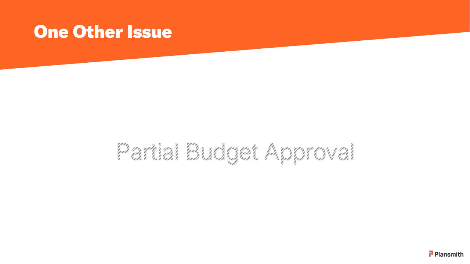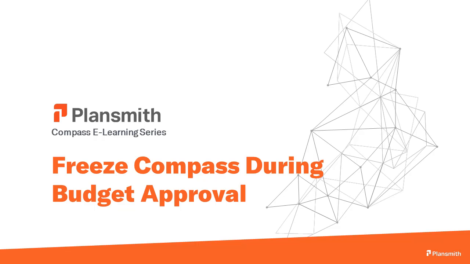There's one other issue that may occur during your budget process. Sometimes management may do what I call a partial approval. That means they approve the budget, but they want a few changes. The trick is they only want a few changes. They don't want other line items to change in any way. There's a separate e-learning series video called Freeze Compass during budget approval that explains exactly how to accomplish that.